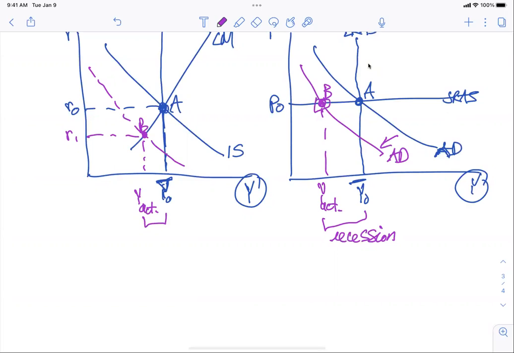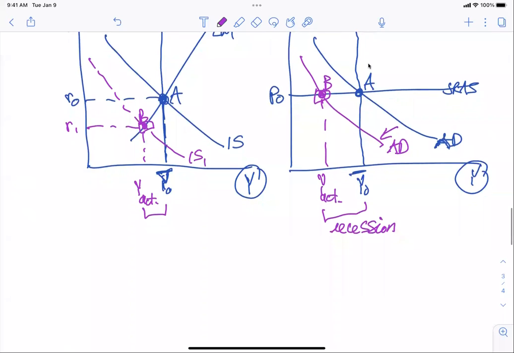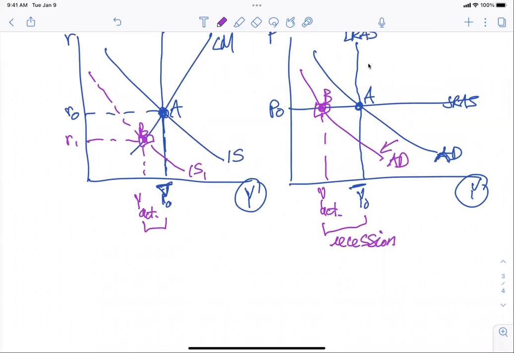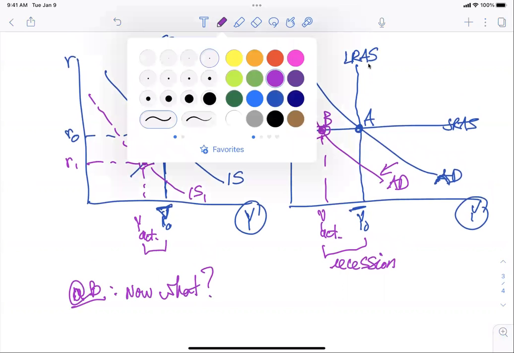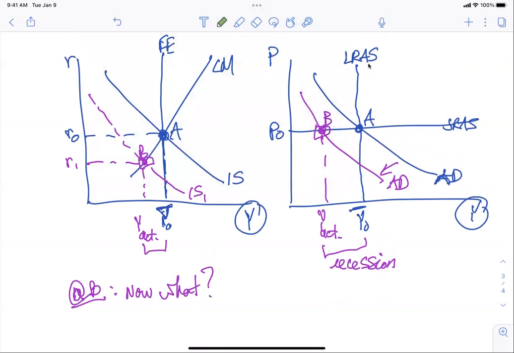So what if prices don't adjust quickly? Jasmine, this is your question. We're at B. Now what? How can we get back to full employment? Let's do the aggregate demand, aggregate supply graph, the right side here, first. That'll be the simplest one. How can we get back to full employment?